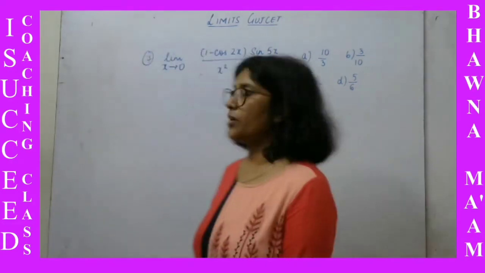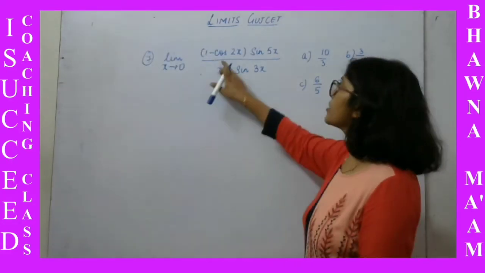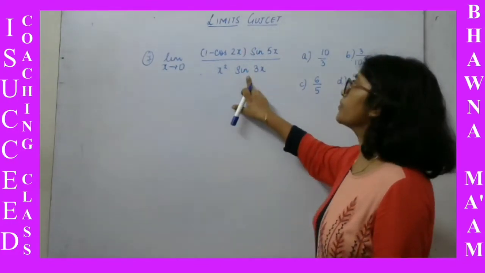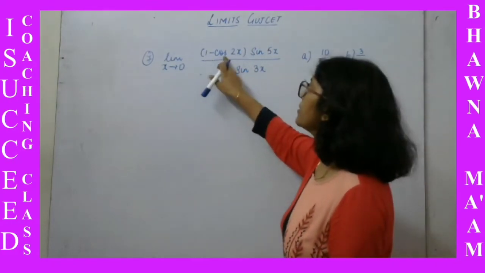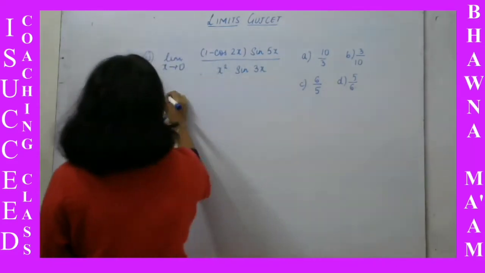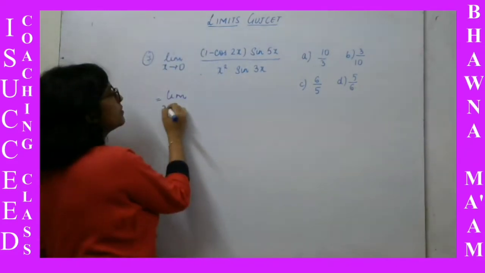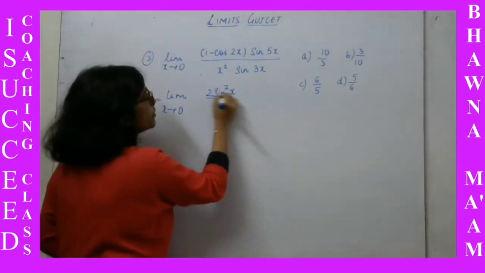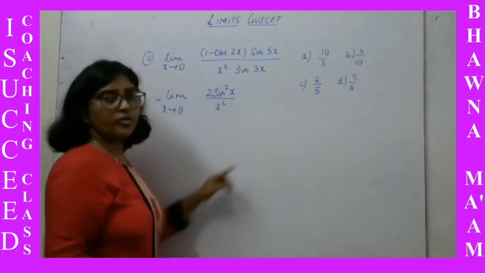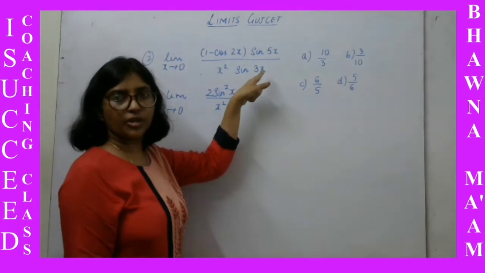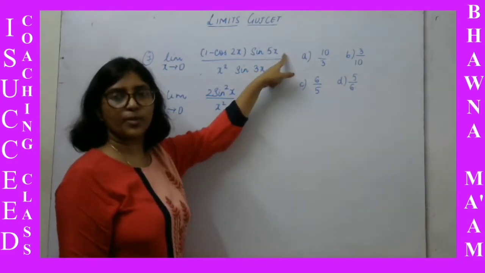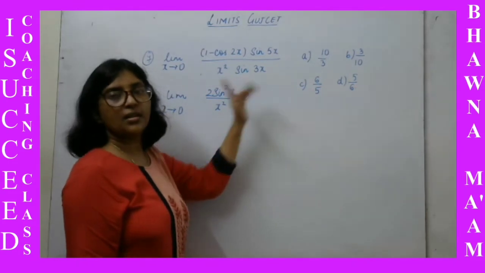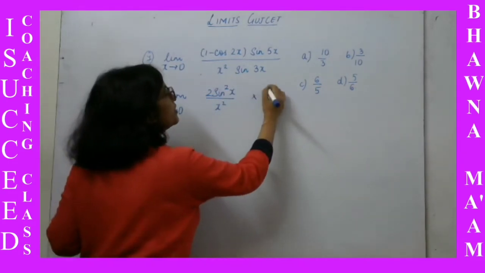The next question is limit x tends to 0, (1 minus cos 2x) upon x square and sin 5x upon sin 3x. Now the formula for 1 minus cos 2x we know is 2 sin square x upon x square. And over here you can use the sin theta upon theta form, that is, divide by 5x and multiply by 5x. Same here, divide by 3x and multiply by 3x. But it's going to be finally 5 by 3.